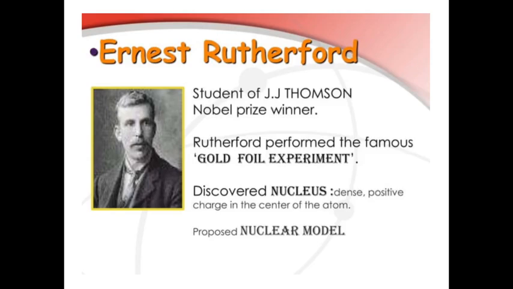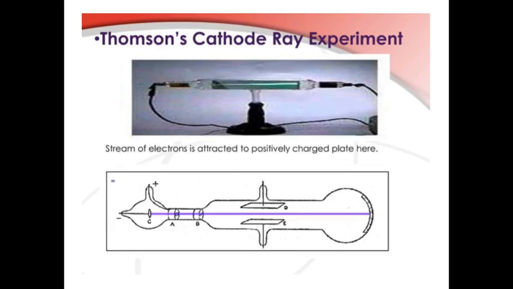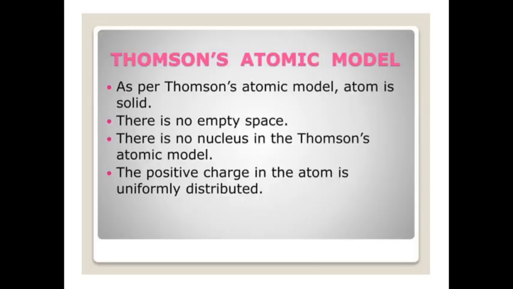Don't forget that Thomson did not discover the nucleus. In Thomson's model, there is no nucleus. There is no empty space. The positive charge in that plum pudding is uniformly distributed, and then of course they are surrounded by a cloud of negative charge, and the atom is solid.